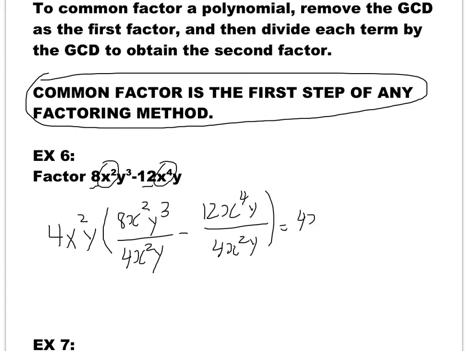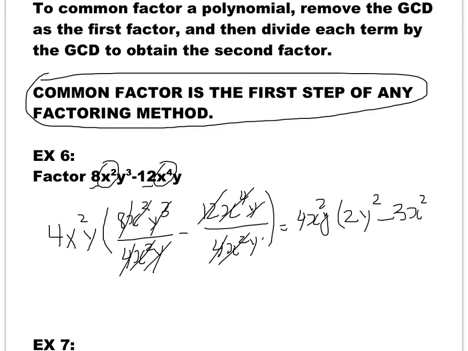This is equal to 4x squared y. Now, 8 divided by 4 gives me 2. X squared divided by x squared gives me 1. And y cubed divided by y gives me y squared. Minus 12 divided by 4 gives me 3. X4 divided by x2 gives me x2. Y divided by y gives me 1. So the final answer becomes 4x squared y times 2y squared minus 3x squared. And as you can see, this is very easy process. But again, I repeat, the first step of any factoring technique is common factor.